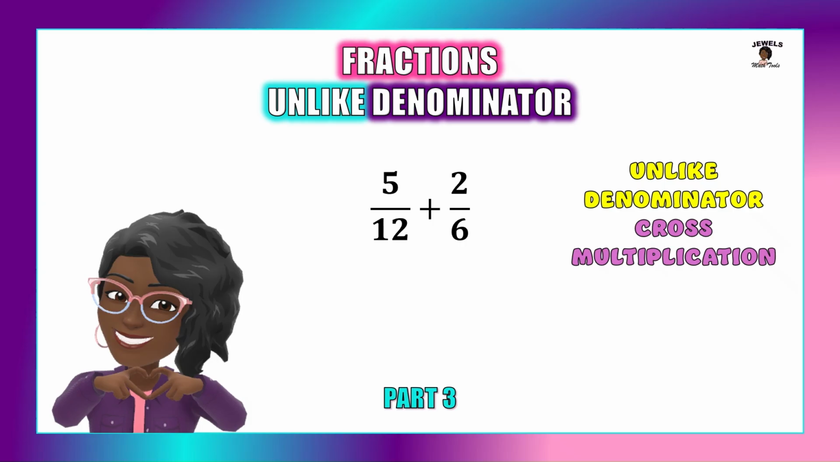In this session, this is part 3 on calculating fractions with unlike denominators. And in this session, we're using the cross multiplication method, which is better known as the butterfly method. If you're ready to see how this is done, let's get started.